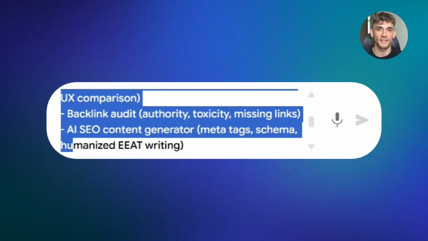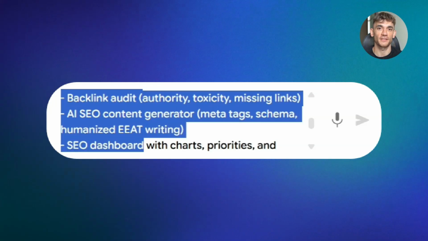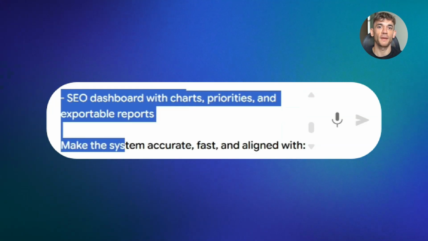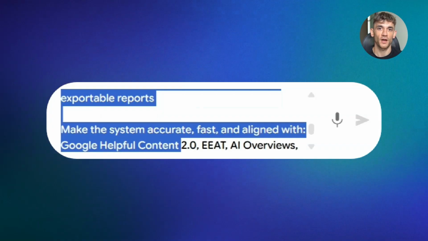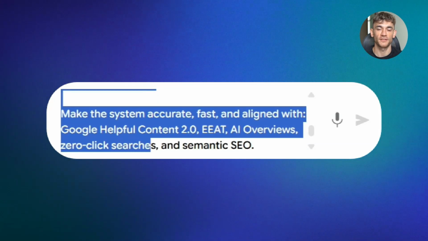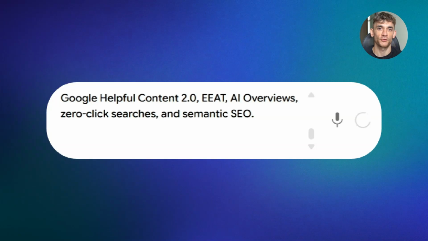Include an AI SEO content generator for meta tags, schema markup, and humanized EEAT writing. And include an SEO dashboard with charts, priorities, and exportable reports. Make the system accurate, fast, and aligned with Google Helpful Content 2.0, EEAT AI overviews, zero-click searches, and semantic SEO. That's the prompt. You feed this into Opal and watch it build the modules.